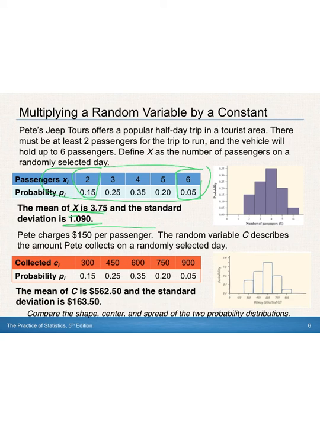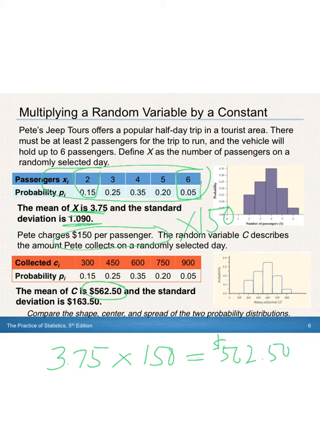If we're talking about how much money he collects per passenger, that means we're going to multiply everything times 150, so that 2 passengers becomes $300, which is what we're making, and 3 passengers becomes $450, and 4 passengers $600, etc. And the probability stays the same. Once we do our calculations, we find that the mean of 3.75 times 150 is $562.50. The new mean is 150 times more than the old mean, because that's how it rolls. And the standard deviation is also 150 times bigger than the original. So it would be 1.090 times $150 per passenger, so our variation is going to be $163.50 on a typical day.